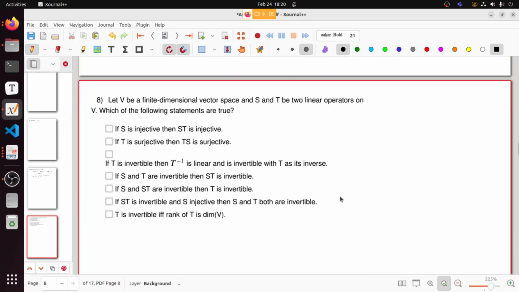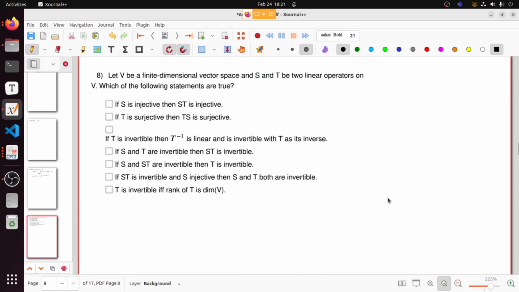Okay, so question number 8, what is it saying? Let B be a finite dimensional vector space and S and T are two linear operators on B. Which of the following statements are true? Now if S is injective, then ST is injective. So I have to show whether this is true or not. We will show that this is not true, meaning we will give a counter example.